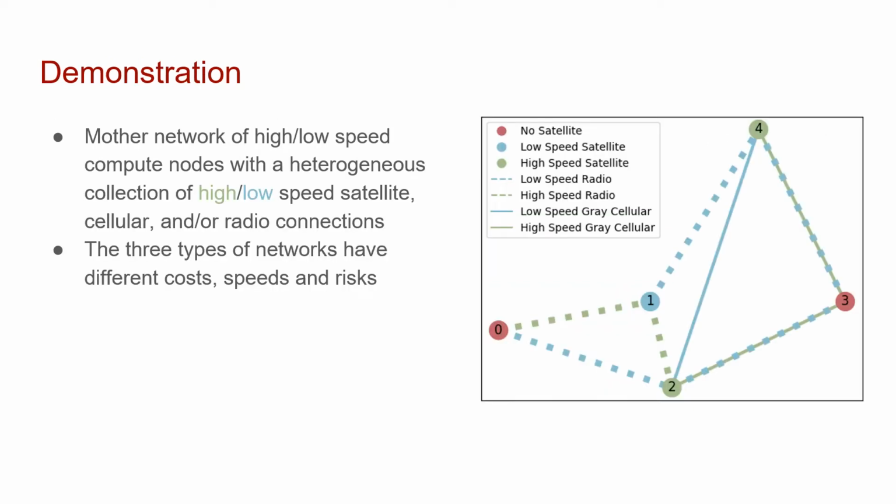To give a more concrete instance of the problem, consider this mother network with high or low speed compute nodes and high or low speed communication links. The cost of including a node or communication link in the deployable network is a function of its speed and type.